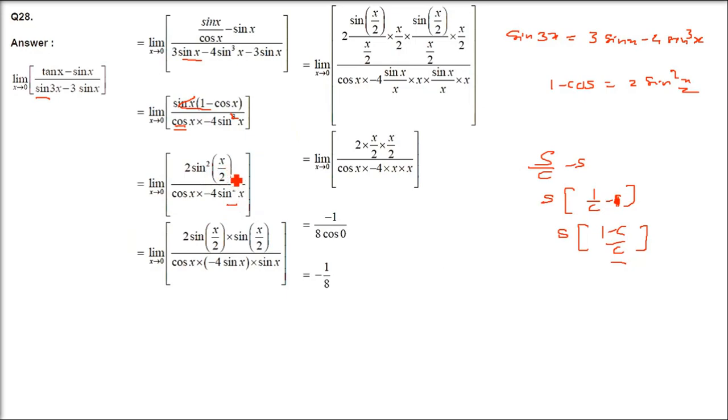So 2 sin square x by 2 by cos x and minus 4 sin square x. So sin x by 2 and sin x by 2, we are writing in place of sin square x by 2. So in the denominator also we need x by 2, x by 2. When you do x by 2, you have to multiply it by 2. So you have sin x by 2, sin x by 2, x by 2, x by 2.